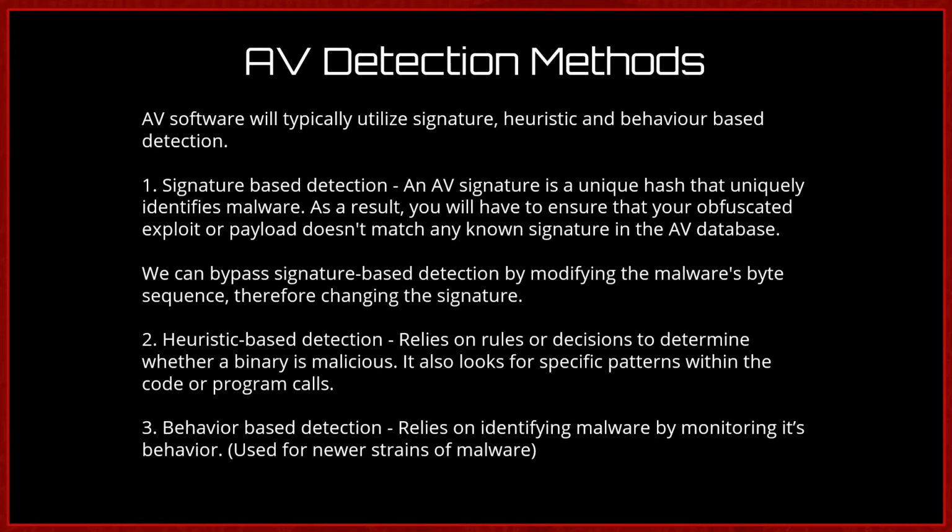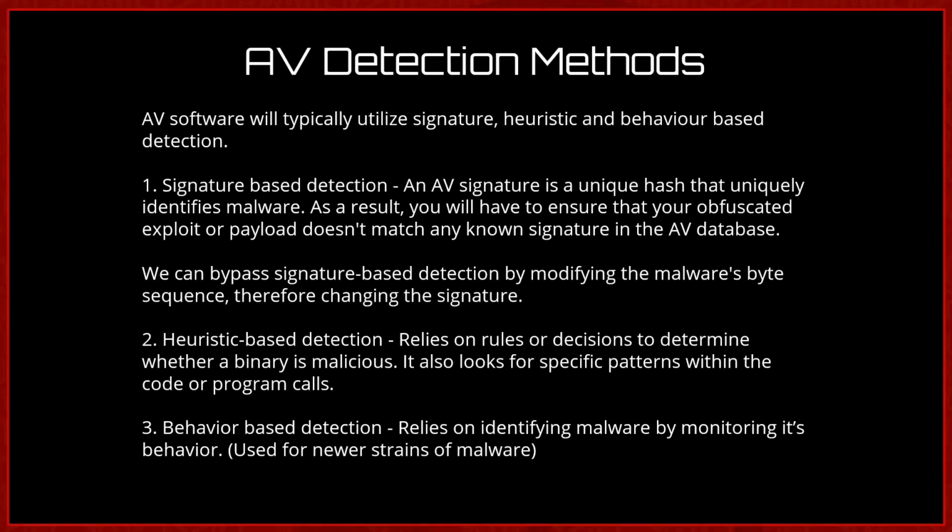The second type of AV detection is heuristic-based detection, which essentially relies on rules or decisions to determine whether a binary is malicious. It does this by looking for specific patterns within the code or program or system calls, right? So now we're getting a bit deeper. With heuristic-based detection, the antivirus software will look for unique or specific patterns within the code, or try to look for any program calls or system calls that the binary or payload is making, and of course use that information to determine whether or not it's malicious.